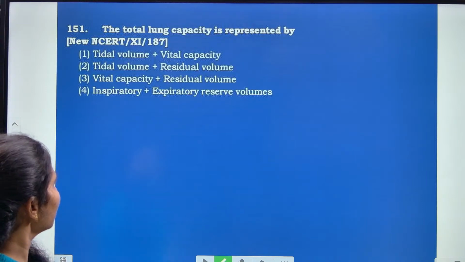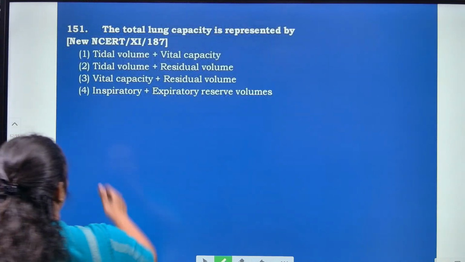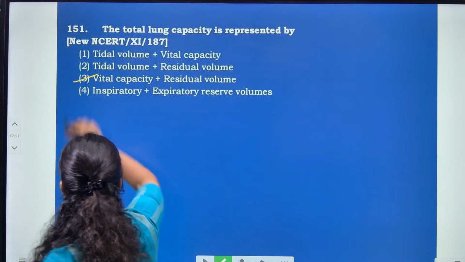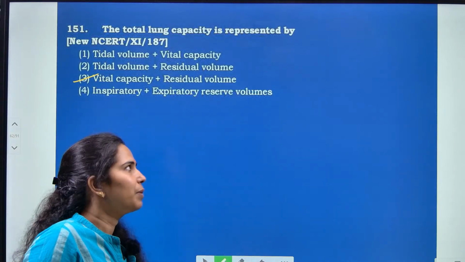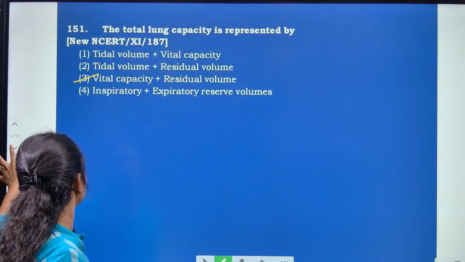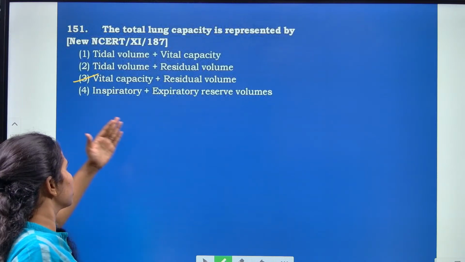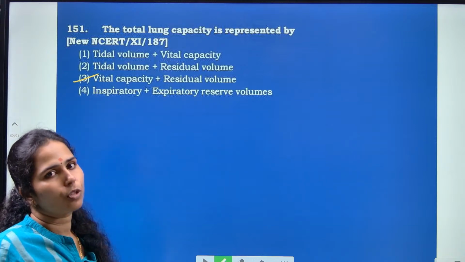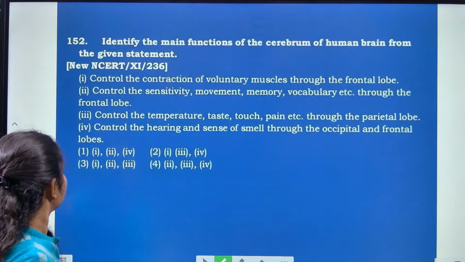Next, the total lung capacity is represented as, okay, it is nothing but the vital capacity plus the residual volume here. So automatically it is again a direct question from breathing and exchange of gases. In that they have given the inspiratory volumes as well as the expiratory volumes here. Vital capacity plus residual volume together will give you the total lung capacity, that is TLC, right.